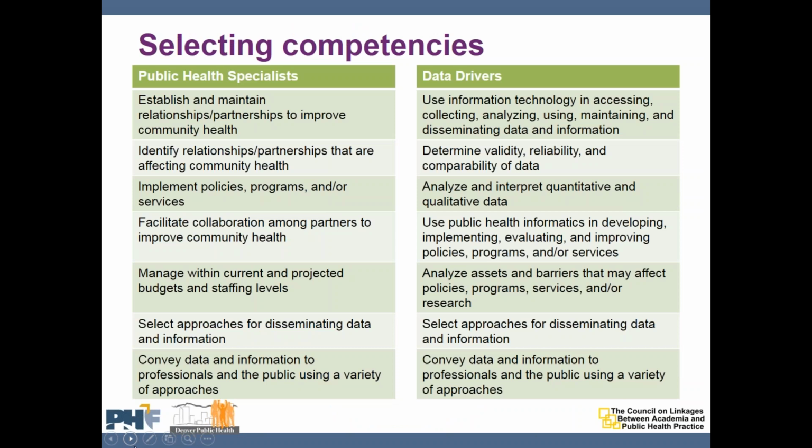Representatives of each of these job classifications looked through all 92 competencies, and together through a voting process, they came to a consensus that these 7 competencies were the most critical to their work. So on the left-hand side, you can see some of the competencies from our public health specialists. And as we categorize them, public health specialists really became our staff members that are focused on population-level programming.